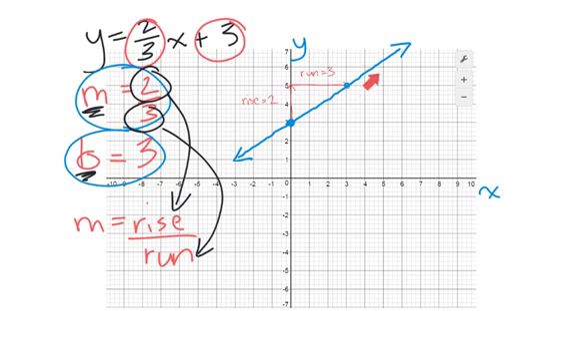And before we finish, let's just double check our work. If you look at the slope value is positive. And when we have a positive slope value, the line should be pointing upwards. And it is. Therefore, we've done our work correctly.